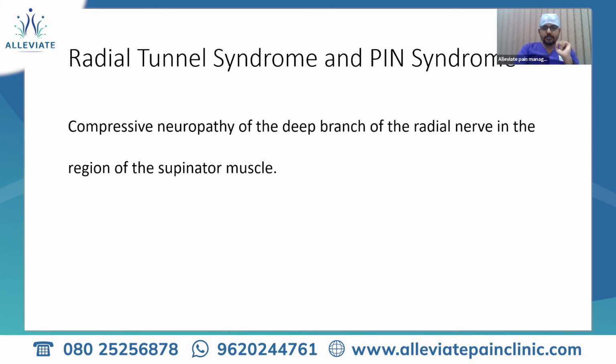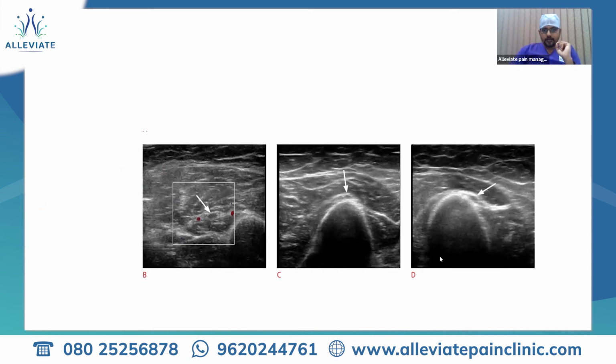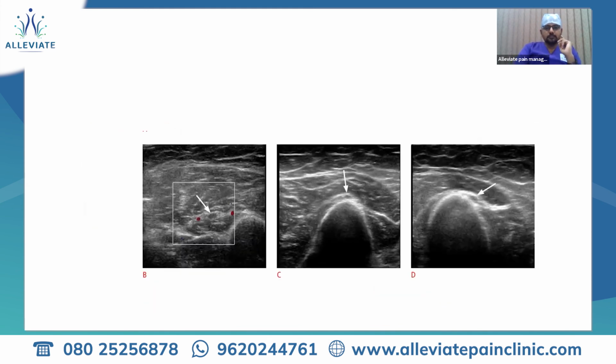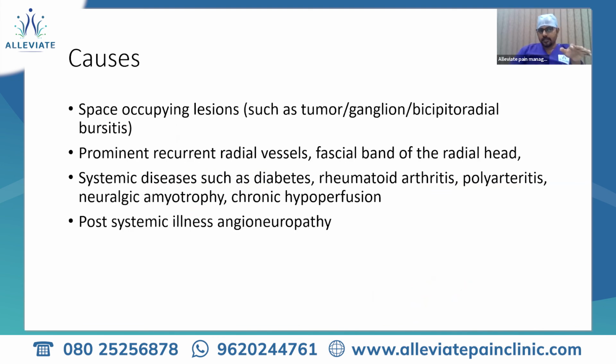Okay. So one thing I forgot to mention is, in the anatomy, it is closely in relation to the supinator muscle. The proximal fibers over here, the proximal edge, is nothing but the arcade of Frohse. So this is one of the areas where it can get entrapped. Okay. So the causes could be space occupying lesions, prominent recurrent radial vessels, fascial band of the radial head, systemic diseases, rheumatoid arthritis, polyarthritis, chronic hypoperfusion, and post-systemic illness like angioneuropathy.